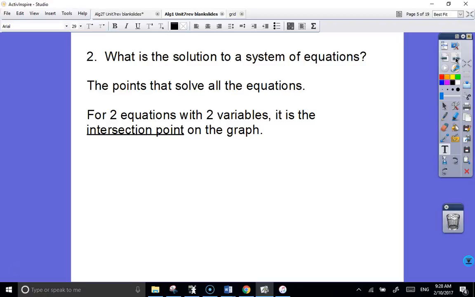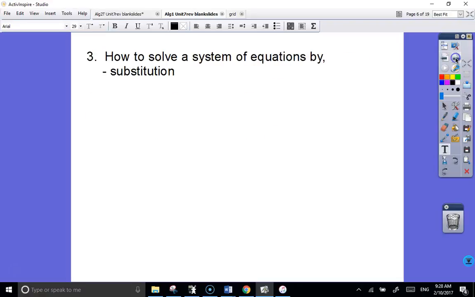In our case, for 2 equations and 2 variables, it's an intersection point on a graph, the kind of graph we're used to looking at. You could do it in 3 dimensions and look at it on a flat surface. It'd be kind of hard to see, but we do that in math and algebra.